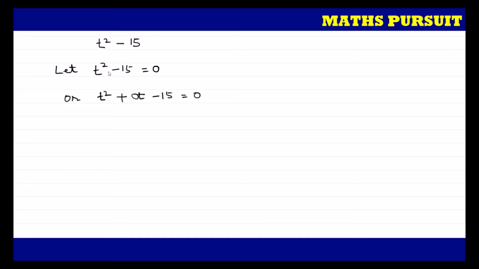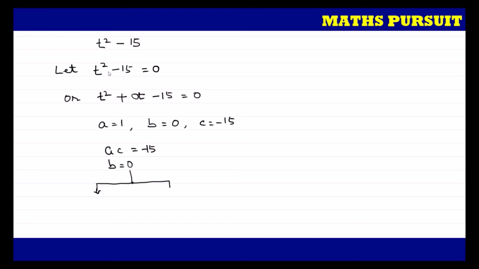Our main intention here is, we have a is equal to 1, b is equal to 0, and c is equal to minus 15. So guys, here we have ac is equal to minus 15 and b is equal to 0. So we need to identify two numbers. If we add those two numbers, we will get 0, and if we multiply those two numbers, we will get minus 15. So now let's see what those two numbers are.